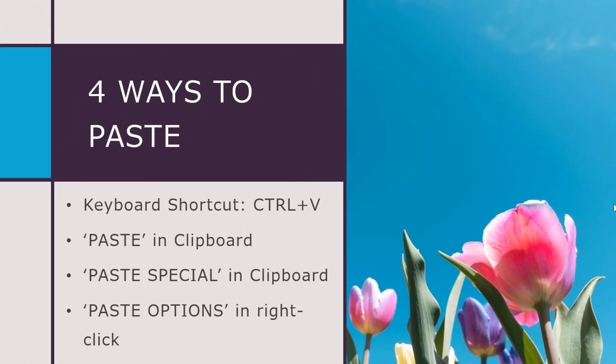Before we look into the different options to paste in Microsoft Excel, let us see the different ways to paste. So there are 4 ways with which you can paste your data in your worksheet. That is, you can use Ctrl+V, or you can use paste in the clipboard options, or you can use Paste Special, or you can use the paste options while right-clicking your mouse.